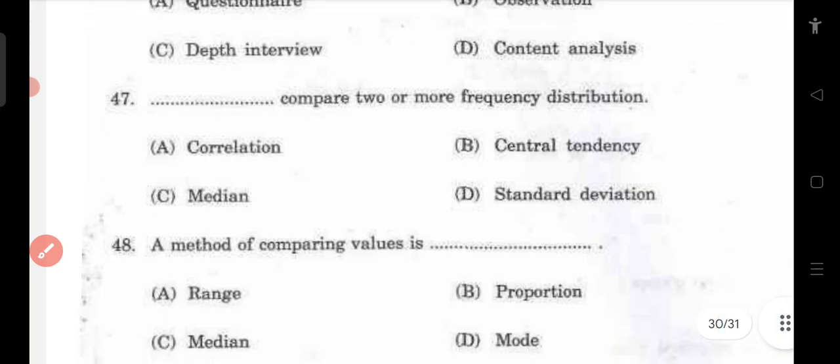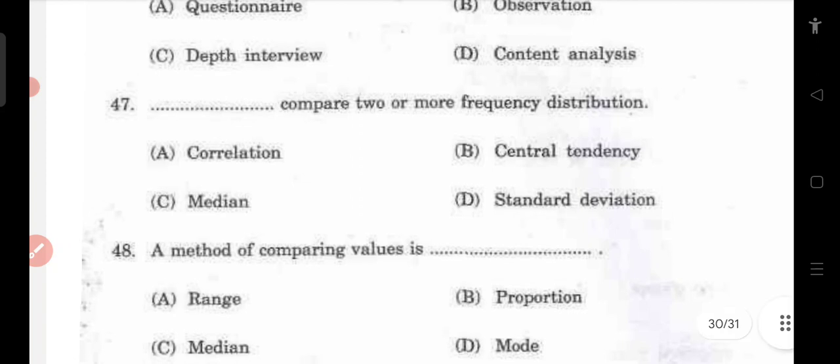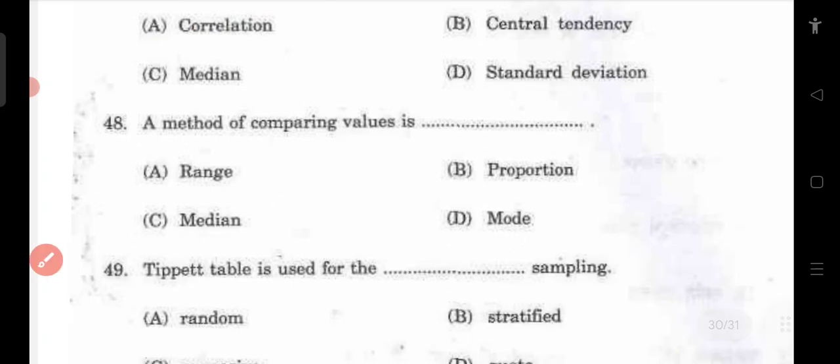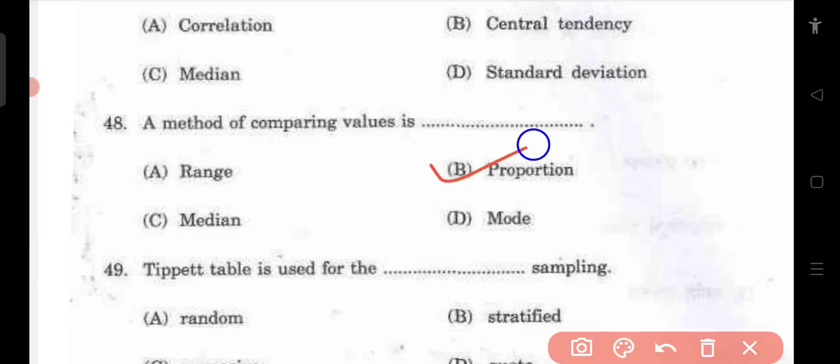Question number 47 is asking, dash is compared to or more: frequency distribution, correlation, central tendency, median, standard deviation. So here maybe the answer should be correlation, but I have a little doubt. Question number 48 is asking, a method of comparing values is range, proportion, median, mode. Comparing values, proportion. Question number 49 is asking, ticket table is used for random, stratified, purposive, quota. So here random sampling.